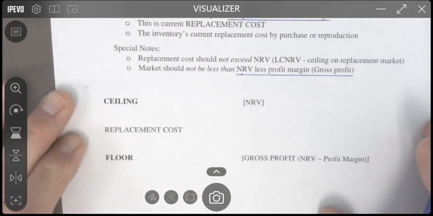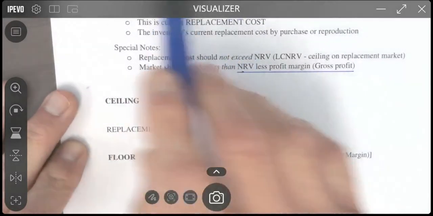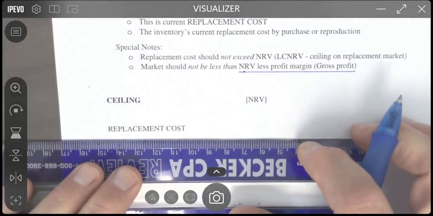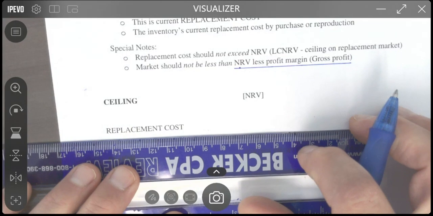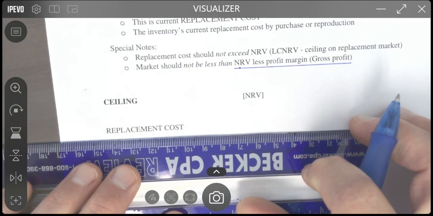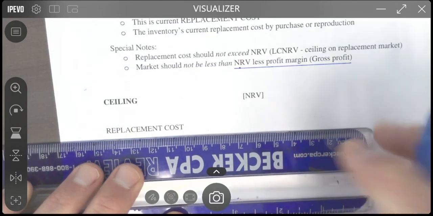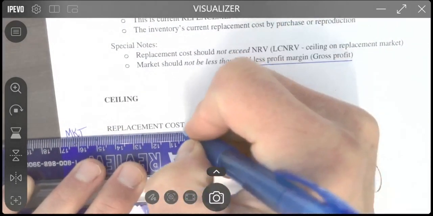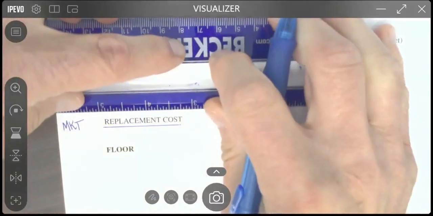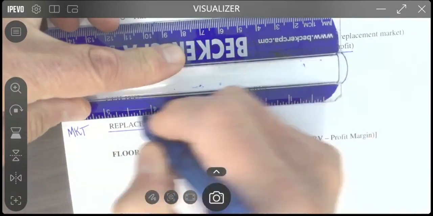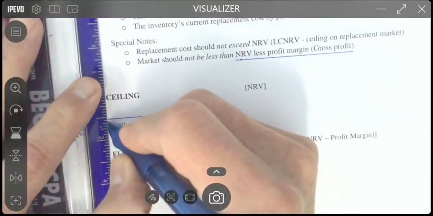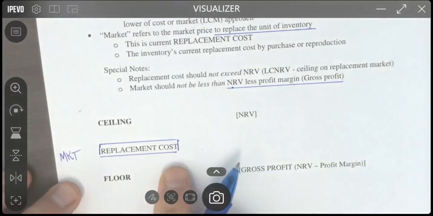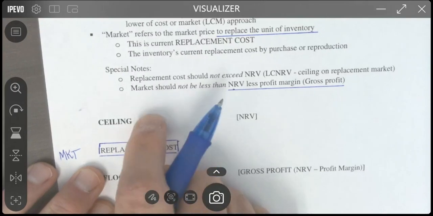But here's a picture for you to begin to think about what's going on in lower of cost or market. The market in lower of cost or market is the replacement cost. Okay, so for now, let's think of that as the rule, but it's going to have some caveats. Right? It's replacement cost. However, this replacement cost has a ceiling and a floor.